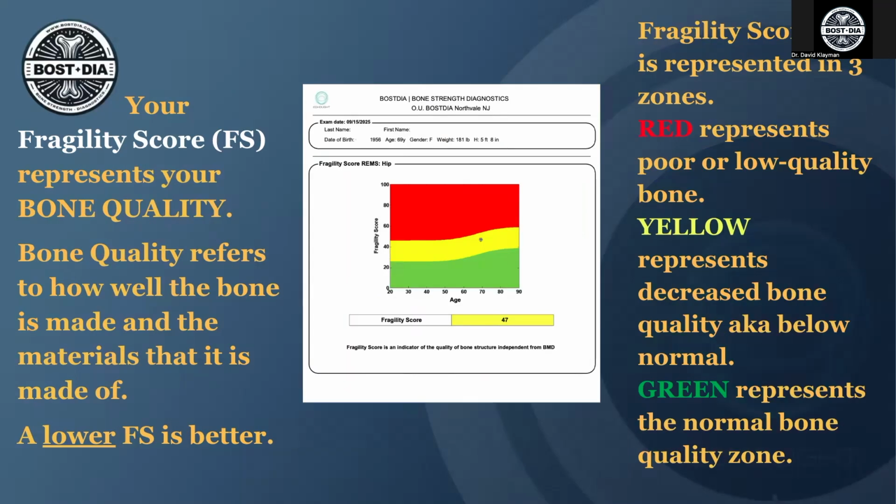Now on page 2, we have the fragility score, like the spine. This refers to, again, your bone quality, what makes up the interior, the inside of your bone. The bottom, again, is green on the graph. Green is good. Yellow is a lower bone quality. Red is the lowest or poorest quality of the bone. This person has a fragility score of 47. It places them in the yellow range, which means they have a lower bone quality than ideal, better than being in the red range, but not as good as being in the green range.